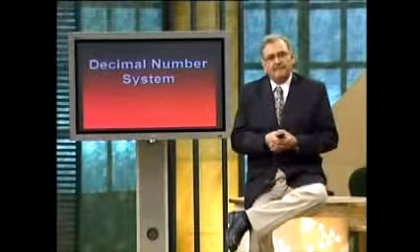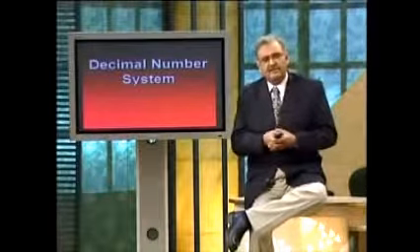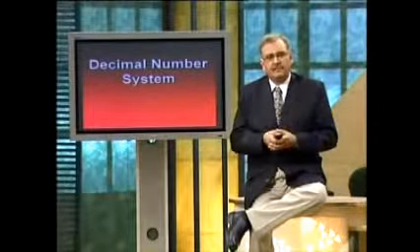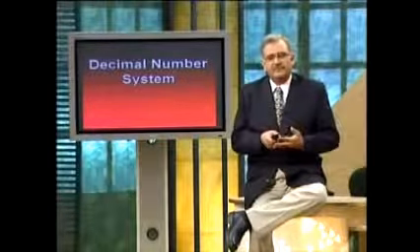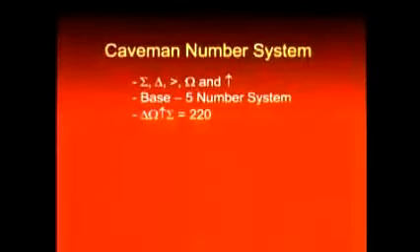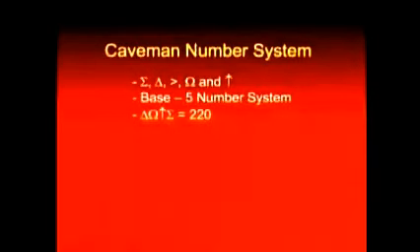How can the caveman represent large values using this base 5 number system? Let us have a look at the base 5 number system used by the caveman. The number system discovered by the archaeologists in a prehistoric cave shows 5 symbols used by the caveman to represent numbers. The symbols are sigma, delta, greater than, omega, and arrow. These 5 symbols represent decimal numbers from 0 to 4, respectively. The number delta, omega, arrow, and sigma in base 5 represent the number 220 in decimal.